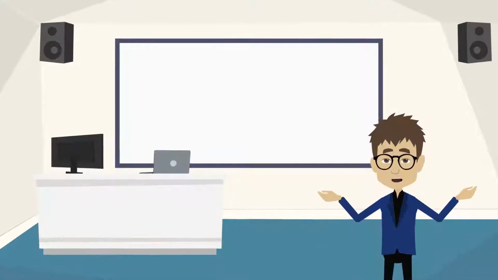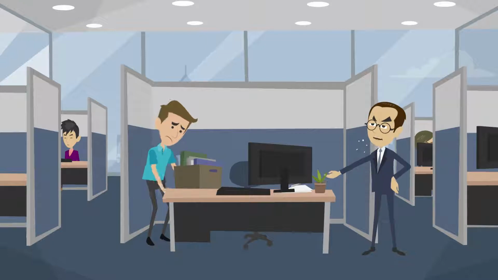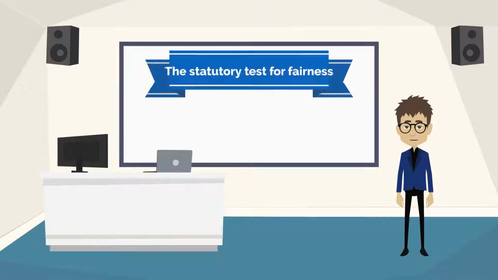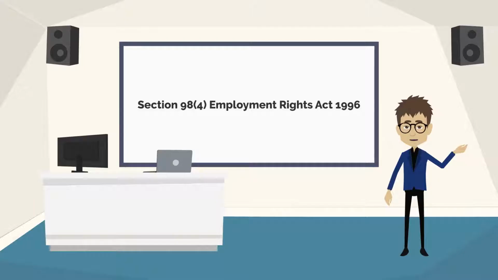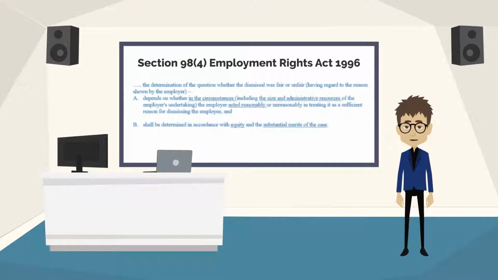If your employer manages to prove that there was a fair reason for dismissal, they must also go on to prove that it was fair to dismiss for that reason. This is called the Statutory Test for Fairness and is in Section 98(4) Employment Rights Act 1996. It is also called the Band of Reasonable Responses Test.